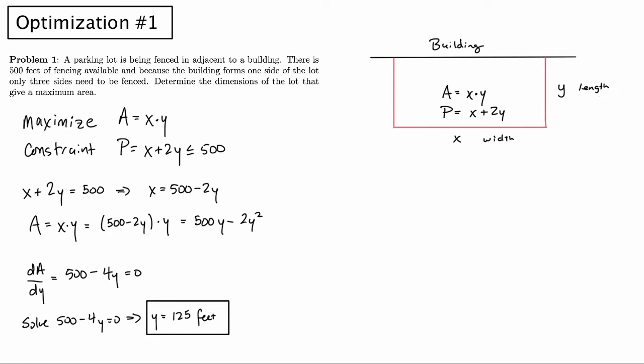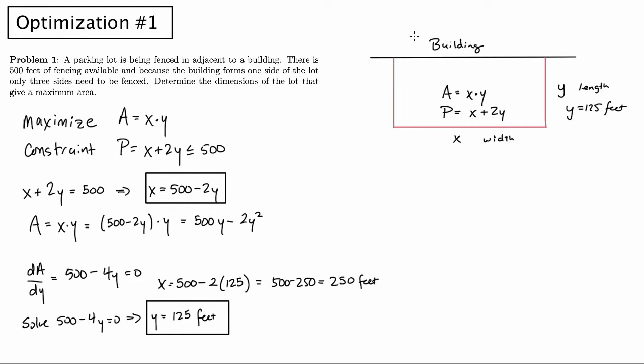Y needs to be 125 feet in order to provide a maximum length. So what does x have to be? Well, we have x from this formula here. If we use that, then we know that x is 500 minus 2 times y, but the maximal y is 125. If I plug that in, I get 250 feet as being the corresponding maximal x. And so we know that x is 250 feet wide and y is 125 feet.